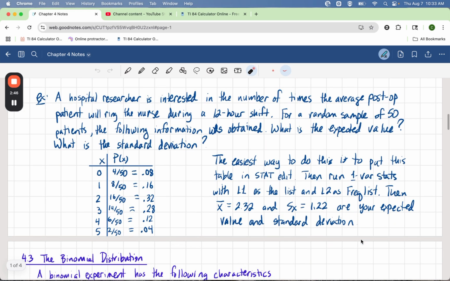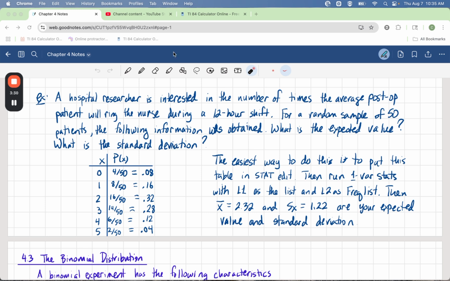Okay, hospital researchers are interested in the number of times the average post-op patient will ring the nurse during a 12-hour shift. For a random sample of 50 patients, the following information was obtained. What is the expected value? What is the standard deviation? So the easiest way to do this is to put it in stat edit, then run 1-Var Stats with L1 as the list and L2 as the frequency list. Then x bar is 2.32 and Sx is 1.22, which are your expected value and standard deviation. I'm going to pause it and enter those in my calculator and then show you.